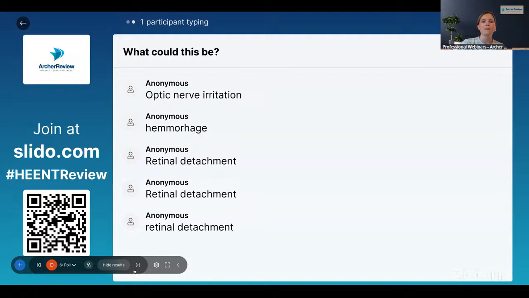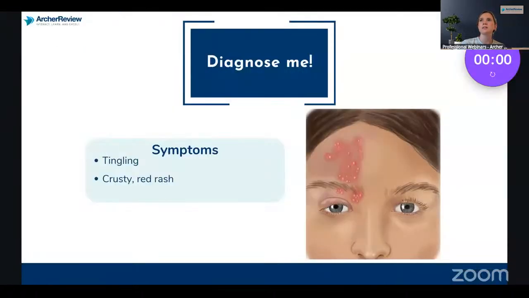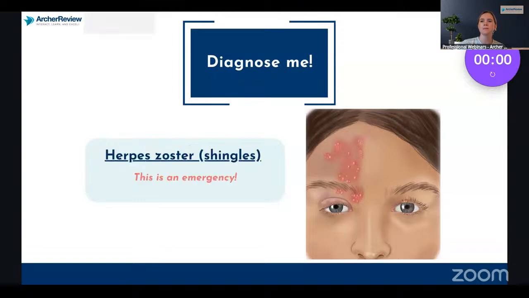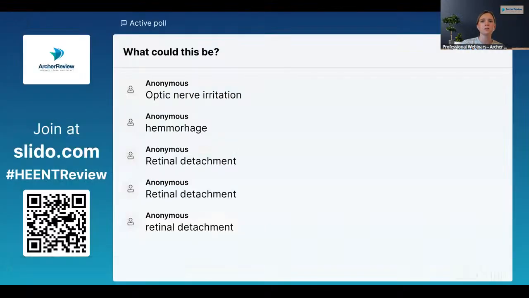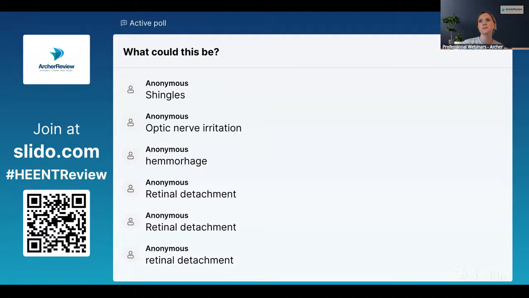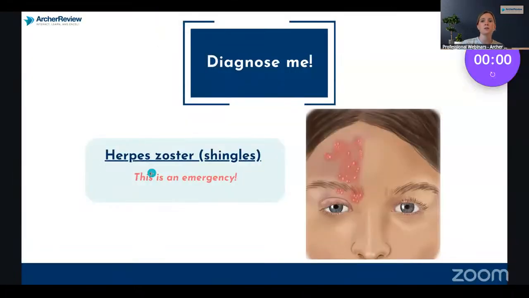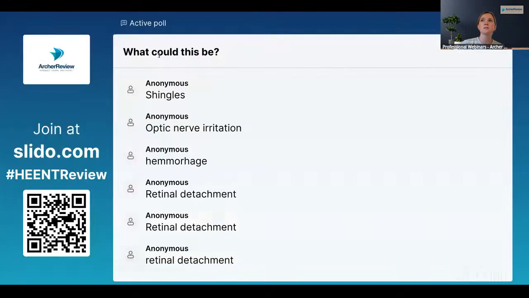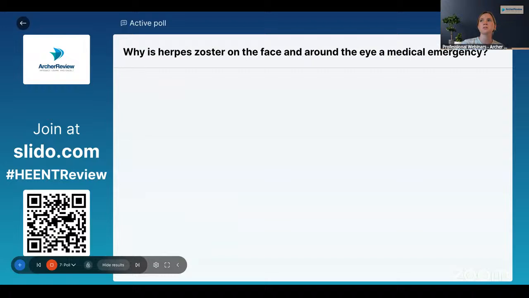But we've got this red crusty rash and tingling. That is going to be herpes zoster, or shingles. Yep, and you guys are answering, all right, shingles. So shingles is an emergency. Do you guys know why herpes zoster or shingles would be an emergency? Any thoughts on what could be happening here?